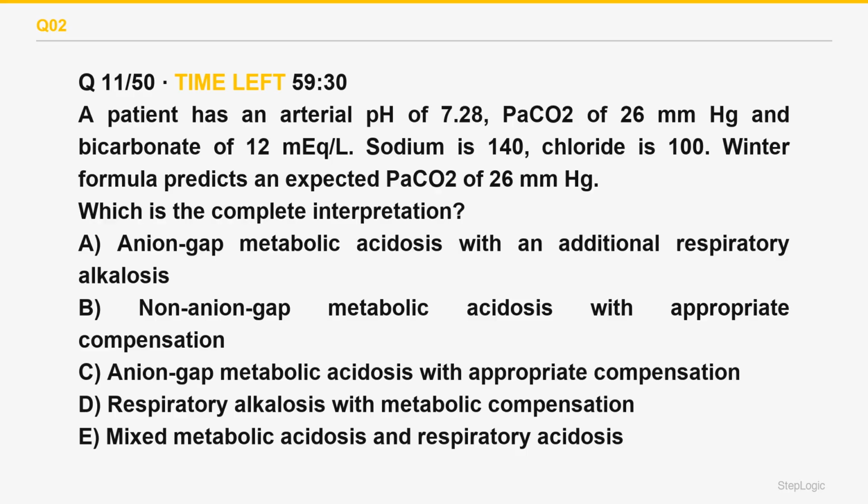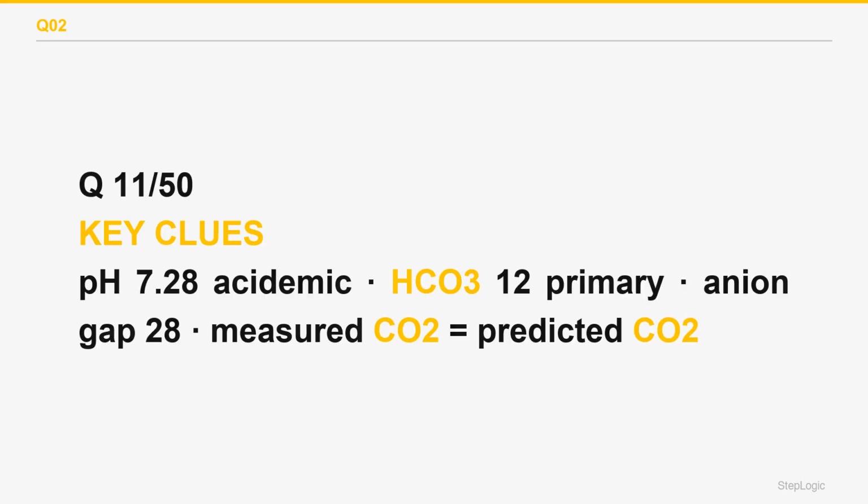Read the command, the complete interpretation. 3 steps are required. Name the primary disorder, calculate the anion gap, and check whether compensation is appropriate. Work it in order. The pH is acidic and the bicarbonate is low, so the primary disorder is a metabolic acidosis. The anion gap is sodium minus chloride and bicarbonate, 140 minus 100 minus 12, which is 28, clearly elevated, so it is an anion gap acidosis.